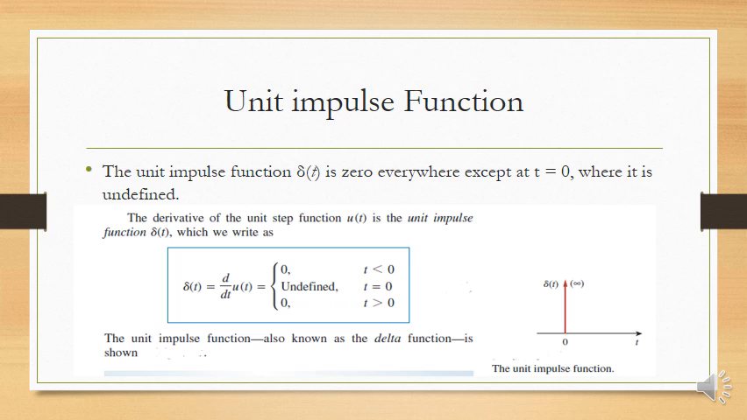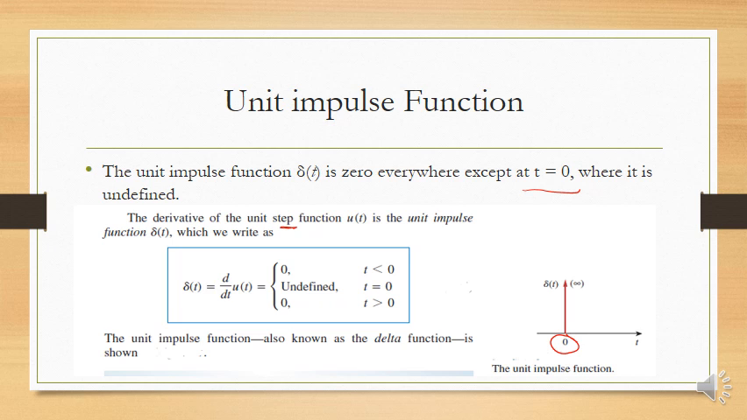Second one is the unit impulse function. The unit impulse function is 0 everywhere except at t equal to 0. It means that at t equal to 0 it has some value up to infinity, and all other values are 0 or undefined. So we may say that it is the derivative of the unit step function u of t.